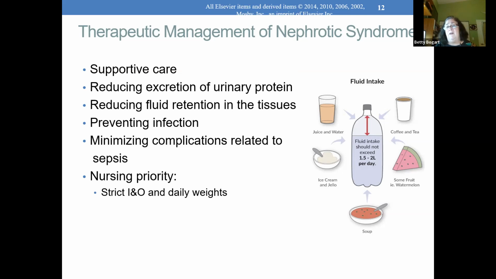And these children are at high risk for infection. Well, I just told you one of the treatments is steroids, which is immunosuppression in itself, plus the disease itself. So these children are really prone to infections.